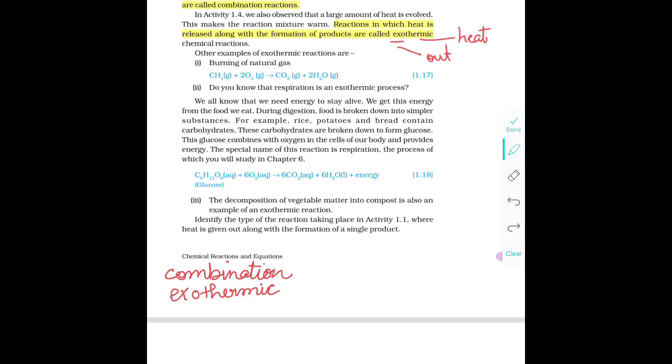Combination reaction in general is written as A plus B gives AB. An exothermic reaction can be represented as delta and an upwards arrow. These symbols have importance in writing any chemical reactions. Delta represents heat and the upwards arrow represents liberated, or released.